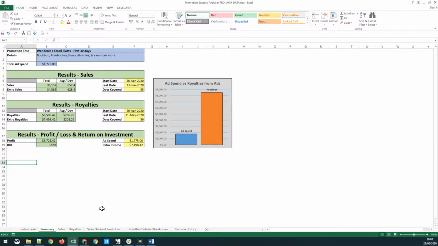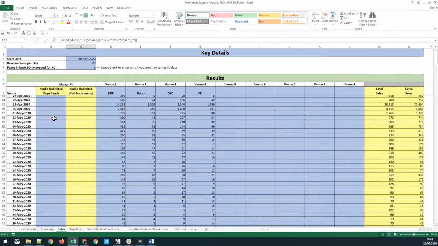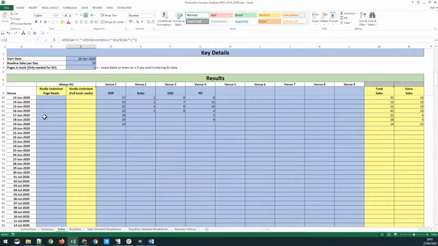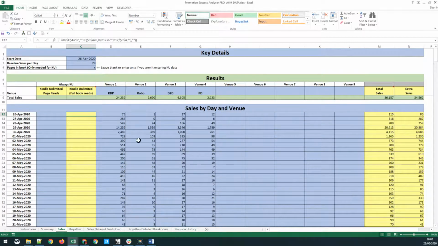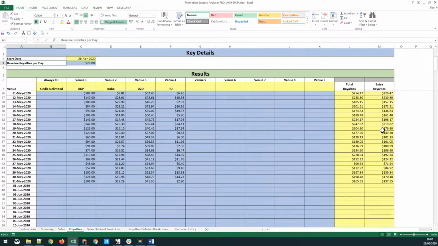So one of the main things is it just lets you look at a longer period of time. So you can see here we're going from 26th of April now right out into middle of June. In fact, I could add a few more days in there now. So I'm getting to look at this promotion over a much longer period, and so long as we're still above baseline, and you can see in terms of sales we are still a little bit above baseline, but in terms of royalties still well above baseline.